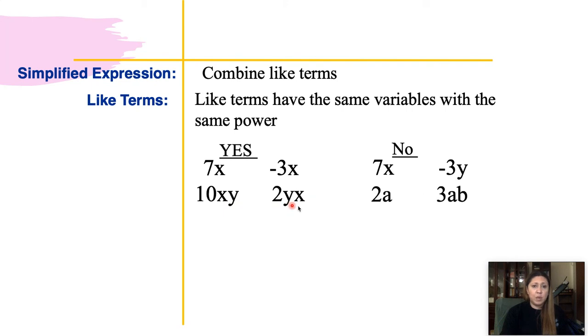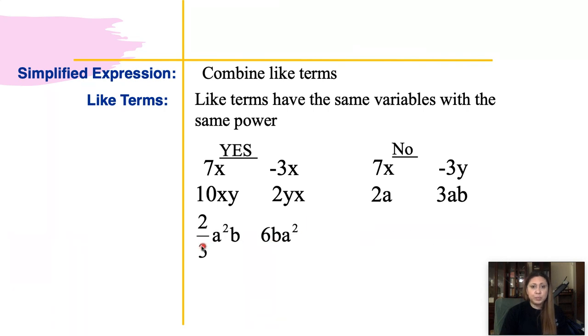But I can still combine them because I have one x and one y on both of them. However, on the other one, I have one that has an A, and then the other one has an A and a B. Since this one's missing a B, then we wouldn't be able to add these two because it's missing a variable.